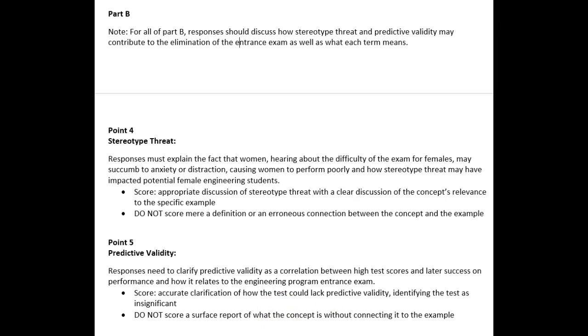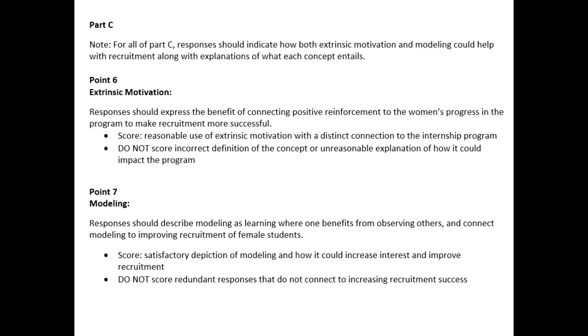Let's take a look at Part C. For Part C, all responses should actually indicate how extrinsic motivation and modeling could help with the recruitment of female students into the internship program. And then, of course, the responses should include what each concept means or what it entails. For extrinsic motivation, the responses should include an expression of positive reinforcement, what it is, and how it could possibly increase the recruitment efforts and make them more successful so that more women are enrolled in the internship program.